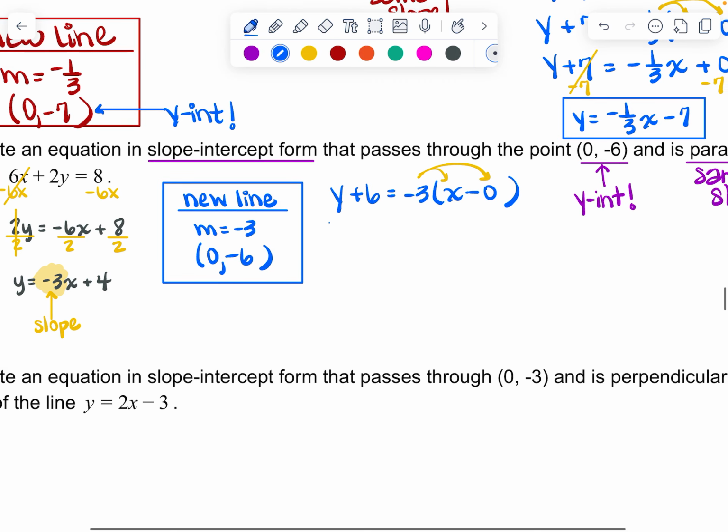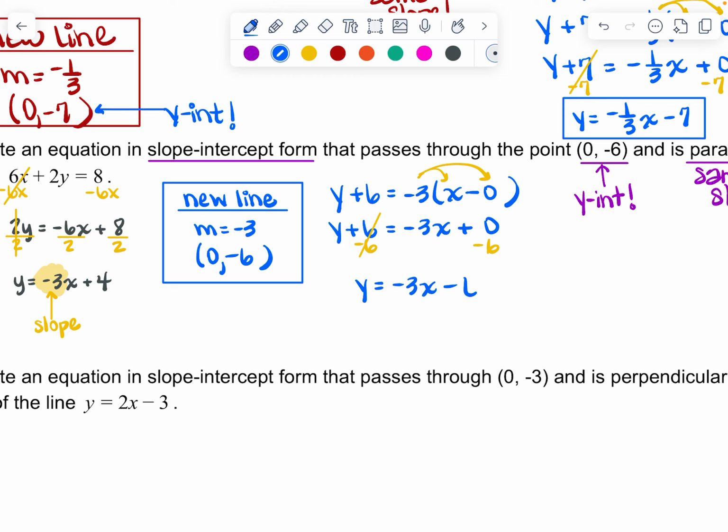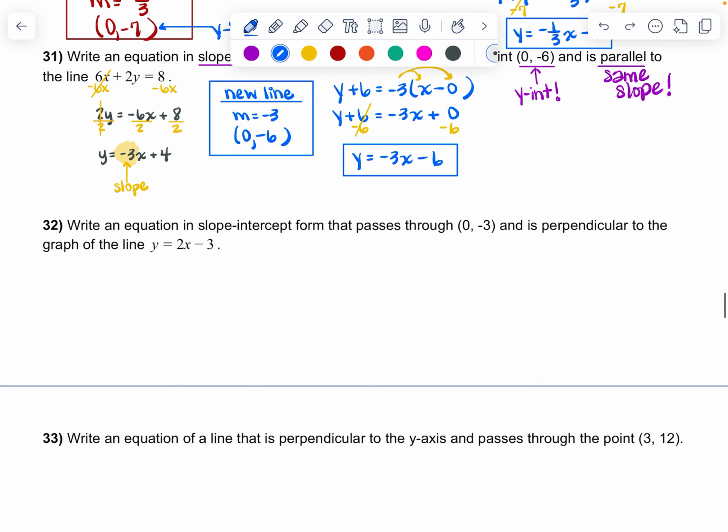And then the same two steps again, right? Distribute. So y plus 6 equals -3x plus 0, or leave the plus 0 off. That's totally up to you. And then we'll subtract the 6. So y equals negative 3x minus 6. Well, of course it's negative 3x minus 6, right? Because that is the y-intercept point that they gave us. Usually you're not that lucky, right? We're trying to kind of speed things along for you on the review a little bit, so it's not taking you forever.